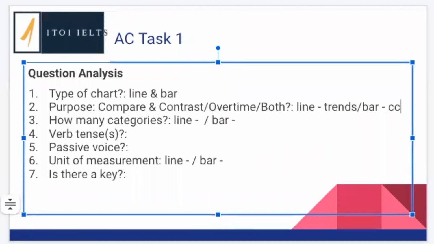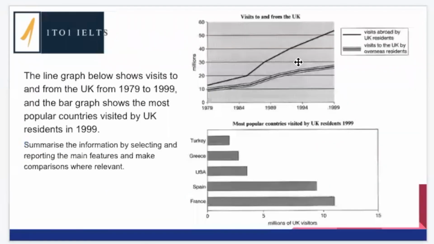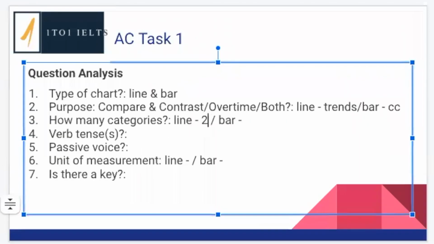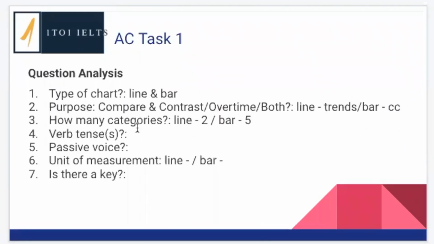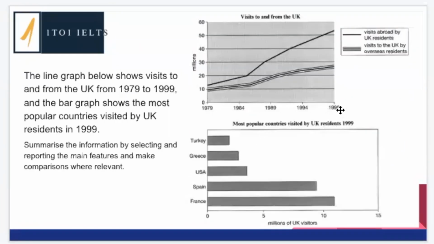And then we have a look at how many categories we're dealing with. So our line graph, we can see from our key here that we have 2 categories. And how many categories for our second graph, the bar graph? Excellent, 5, yeah. Verb tenses, so if we look at the times, you've got 1979 to 1999, so all of this is past. Second graph is 1999, so again, past, so we're just doing past simple.